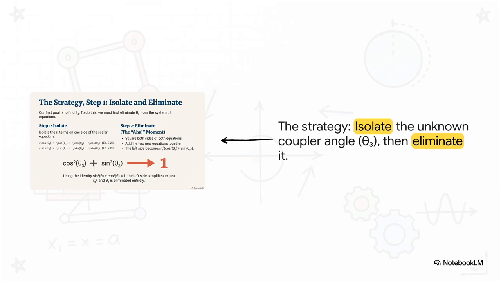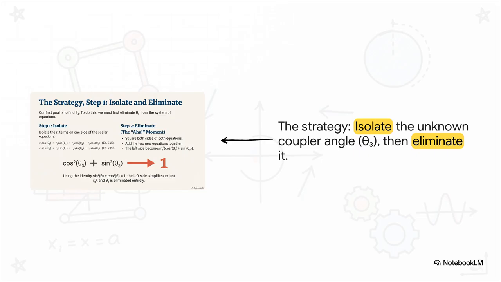First, we shuffle our two equations around to get all the theta 3 terms by themselves on one side. Now, get ready for the magic trick. We're going to square both sides of both of these equations. And then, we're just going to add them together. Why would we do that? Because of that famous trig identity you probably remember, cosine squared plus sine squared equals 1.